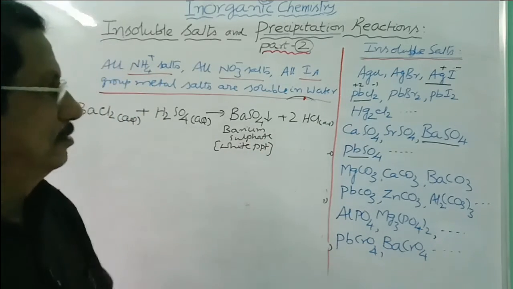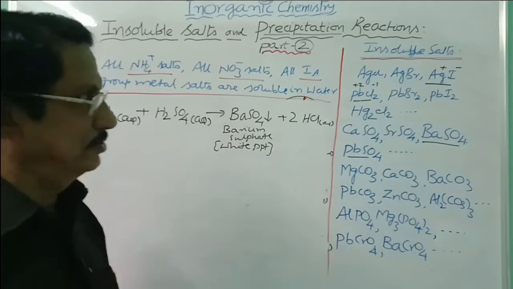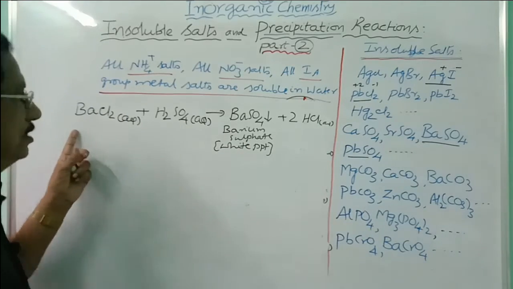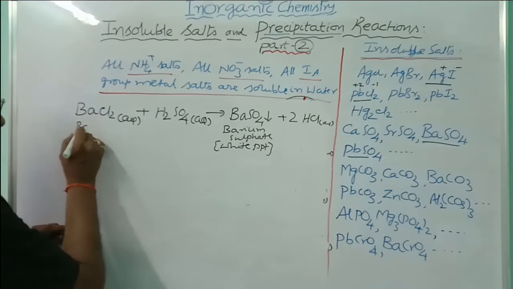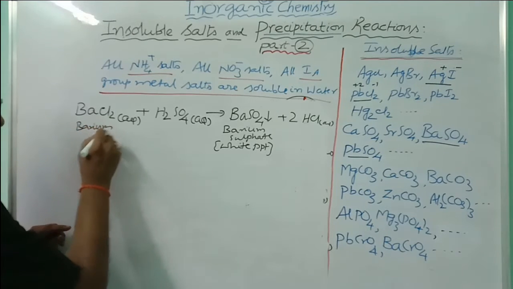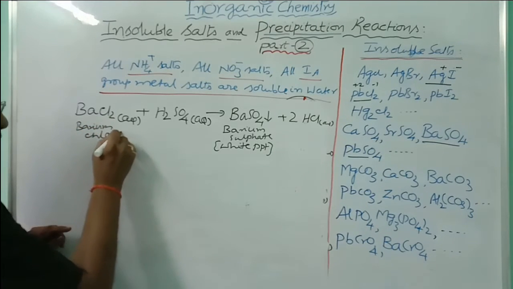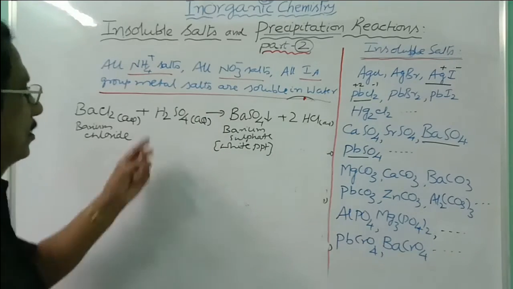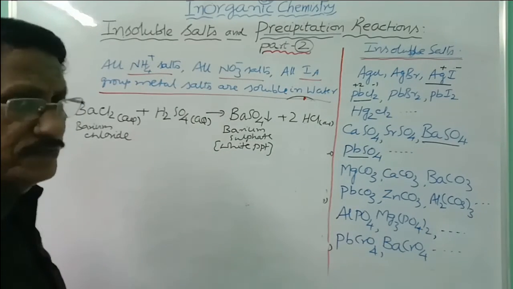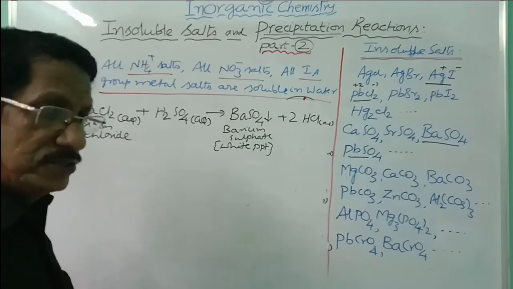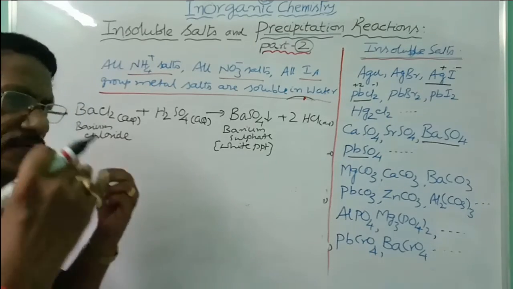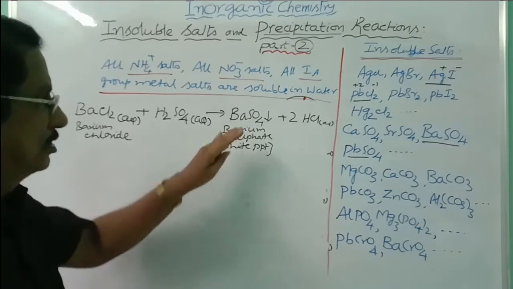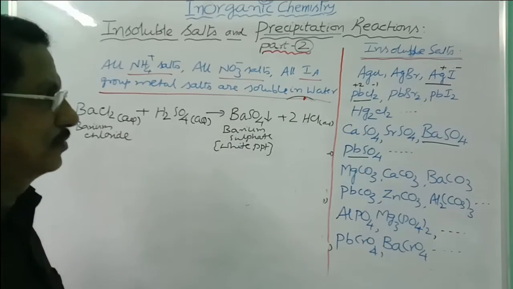So this is another precipitation reaction, a double decomposition reaction. Barium sulfate: you are taking barium chloride, adding sulfuric acid. This is barium chloride plus sulfuric acid. You can take copper sulfate, potassium sulfate, zinc sulfate, or magnesium sulfate. Any sulfate solution you can take, and immediately you will get barium sulfate.